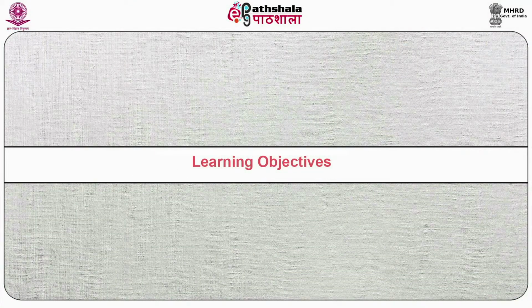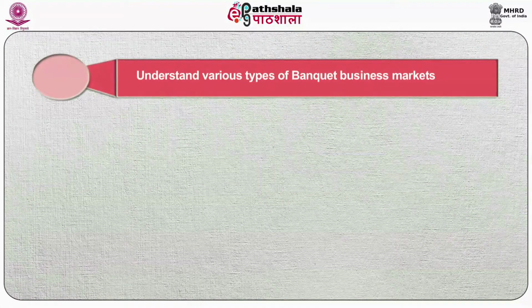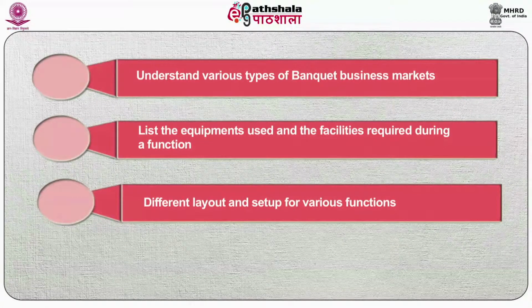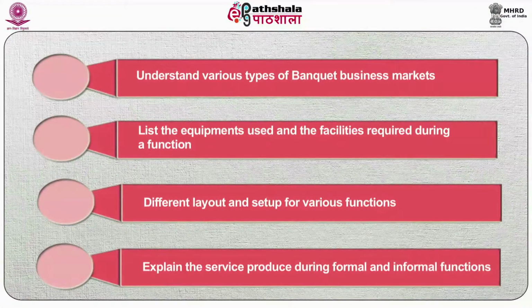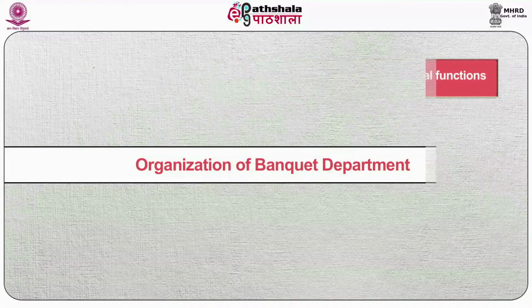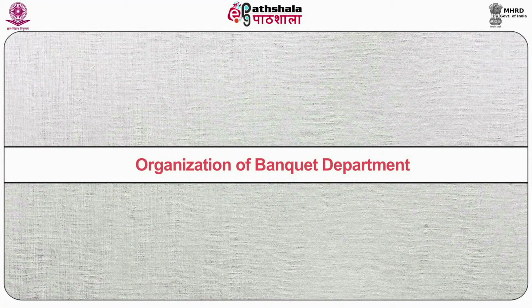Firstly, we'll discuss the objectives of this module. The first objective is to understand various types of banquet business markets. Second, list the equipment used and the facilities required during a function. Third, different layout and setup for various functions. Fourth, know how to book and organize a function. Fifth, explain the service procedure during formal and informal functions. We'll discuss the organization of the banquet department.